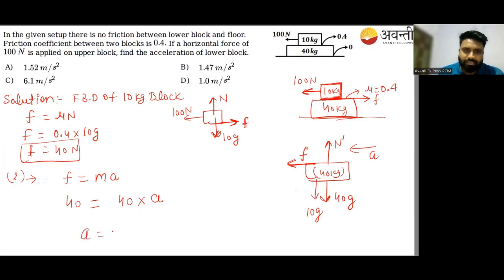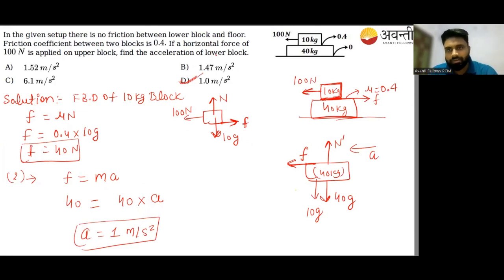So acceleration here is 1 meter per second square. So option D is the correct option. So in this question, what we have done, we have figured out on which block only the friction force is acting. We have already calculated the value of frictional force, and then we just equate it with mass into acceleration equation and find out the acceleration.